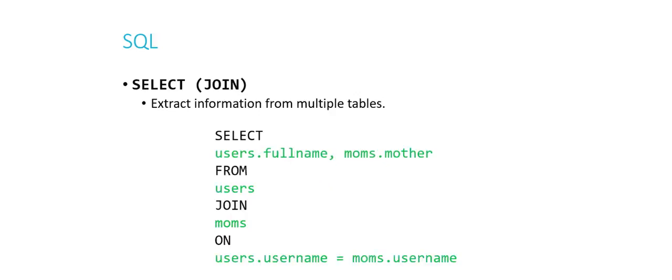So for example, I might have a query that looks like this. Select users.fullname, comma, moms.mother from users joining the moms table onto it temporarily, on, which is akin to where, on users.username equals moms.username. And this syntax is also a little unfamiliar, right? I'm now prepending some of my column names with table names.